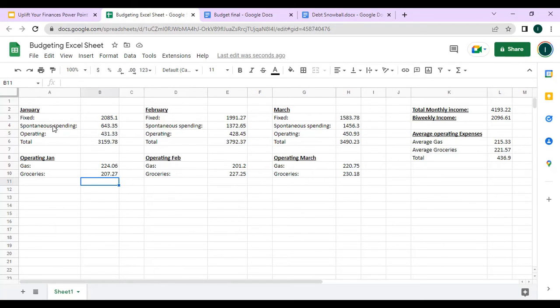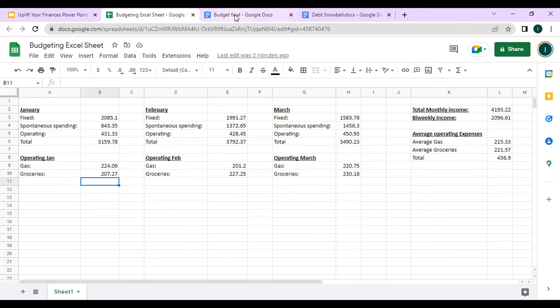So once you get the total for your fixed transactions, your spontaneous transactions, and your operating transactions for each month, you are then going to go back into the bank statements or bank transactions, and you're going to separate your operating transactions. You're going to figure out how much you spent on gas for each month, and how much you spent on groceries for each month. Then you're going to total it out, take the average of each, and add the average to get a total. Once you do all of this, you can then organize it onto one sheet.